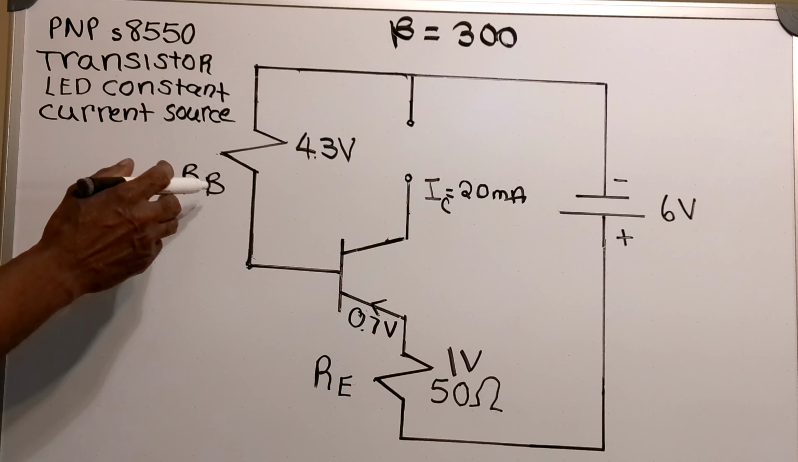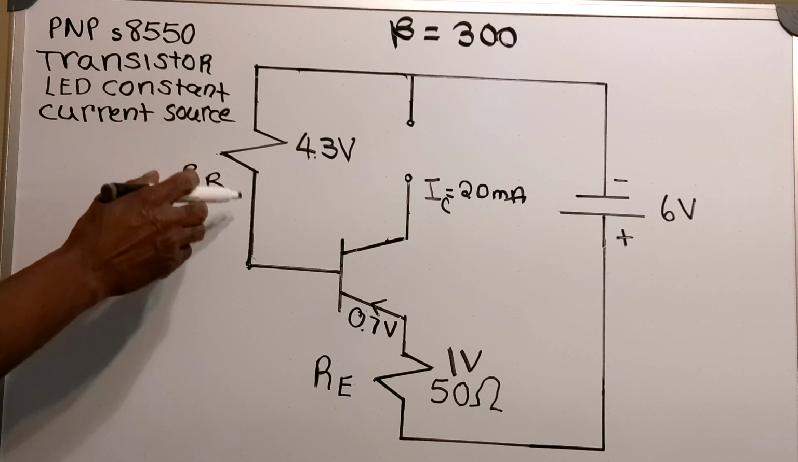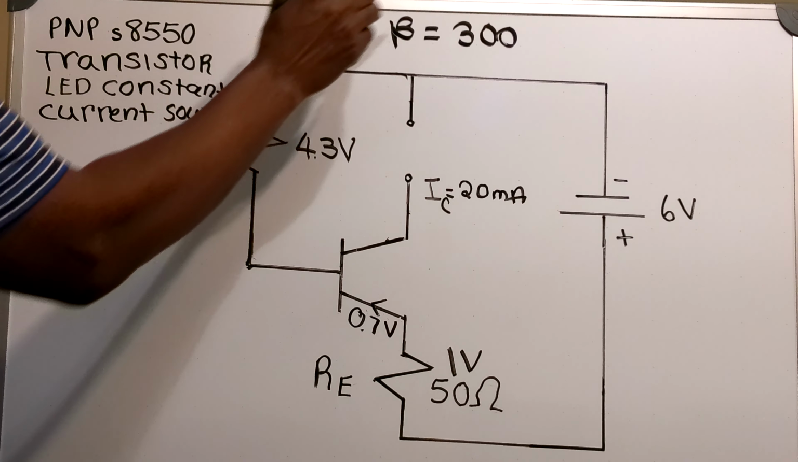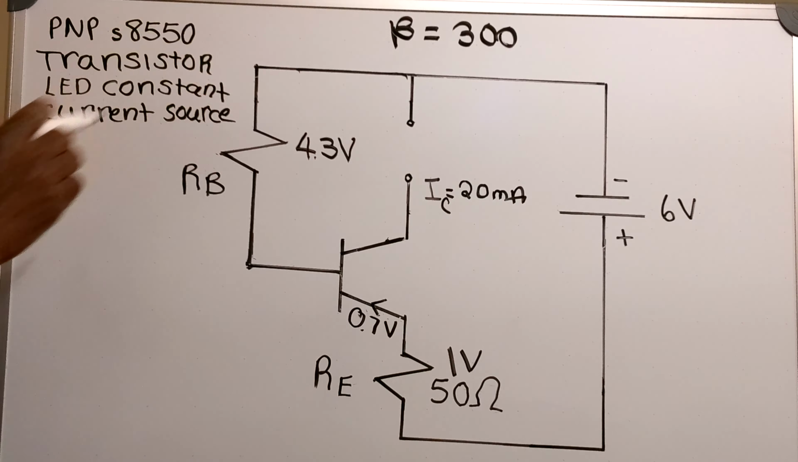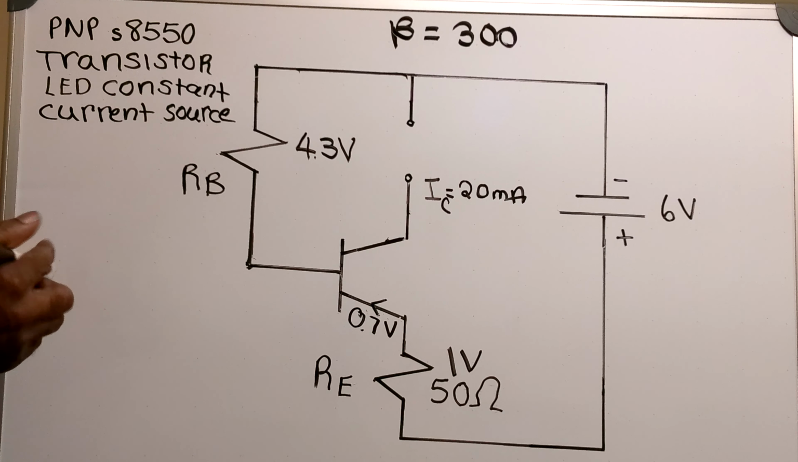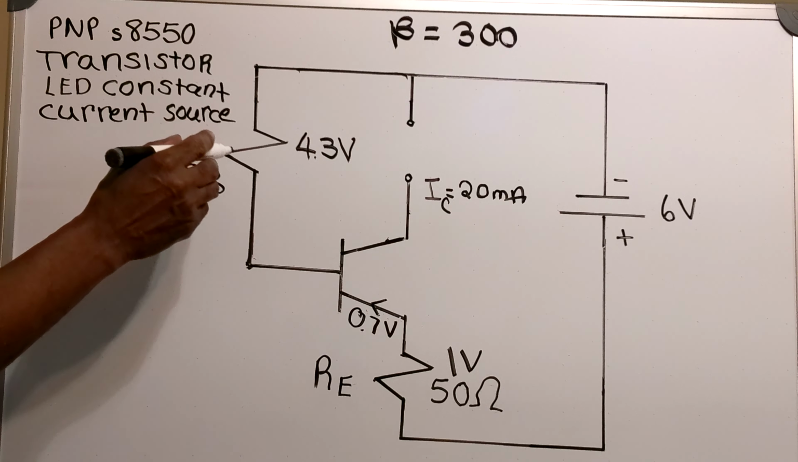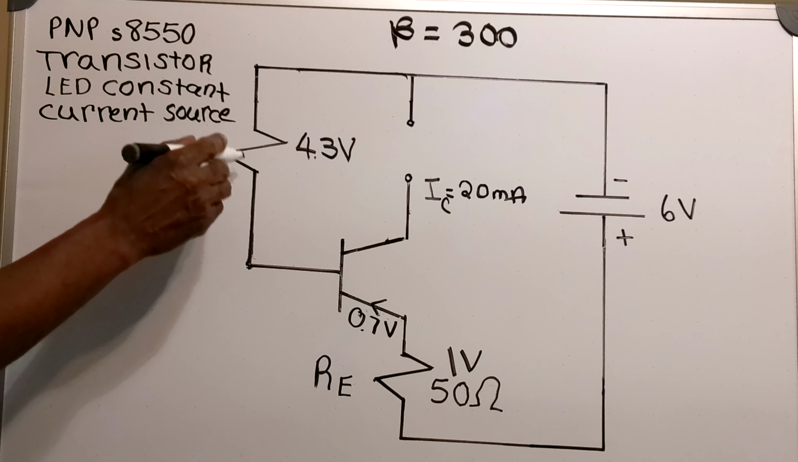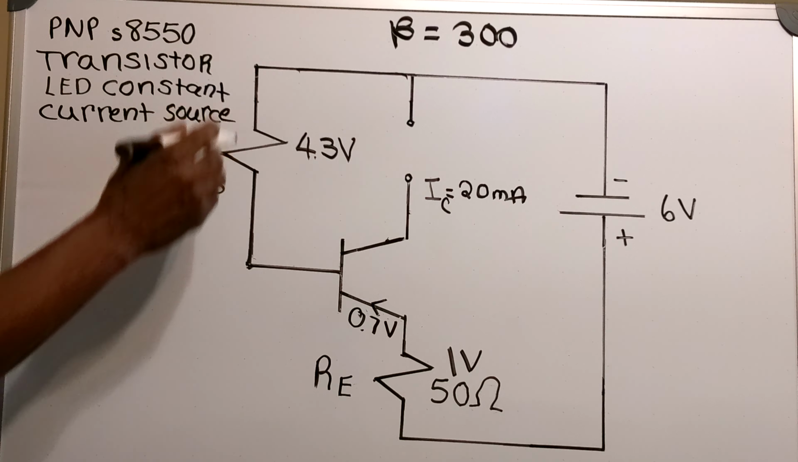Now, in order for me to find the value of the base resistor, I'm going to have to know the current flowing through the base. This is where my beta comes in. So what I'm going to do is find the value of the current flowing through my base resistor.